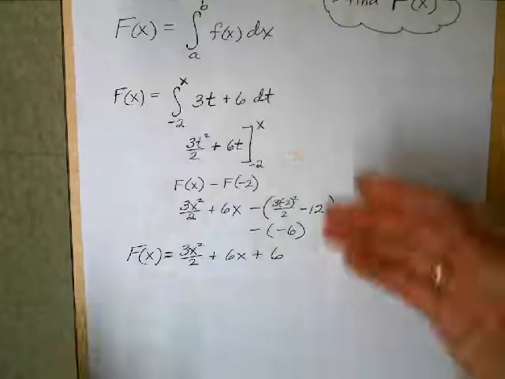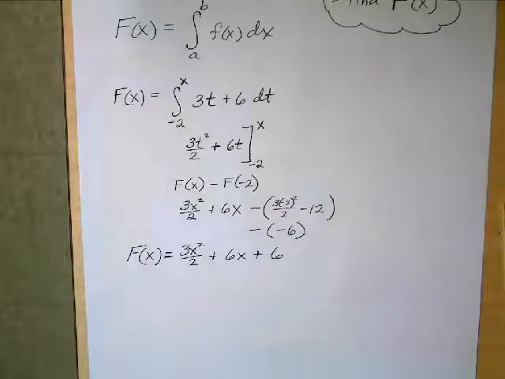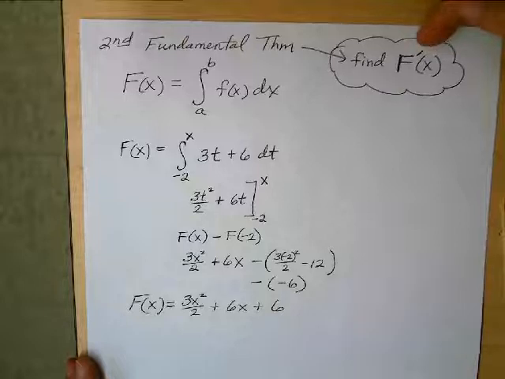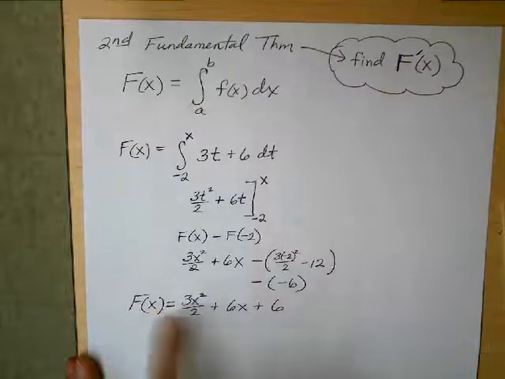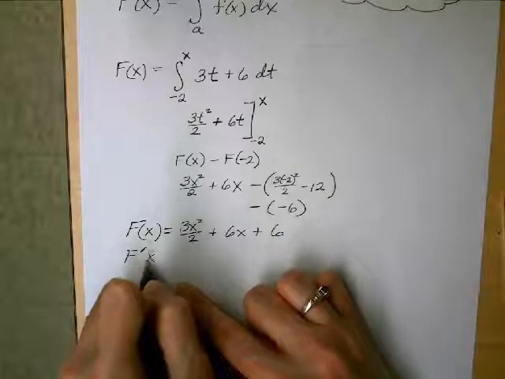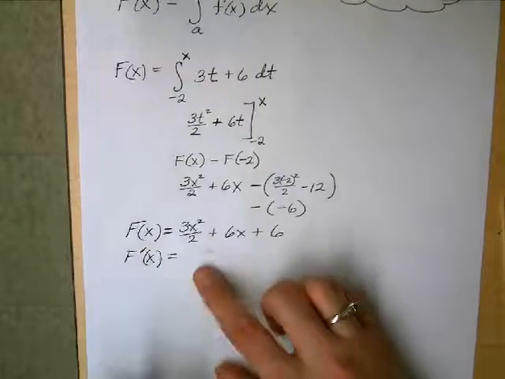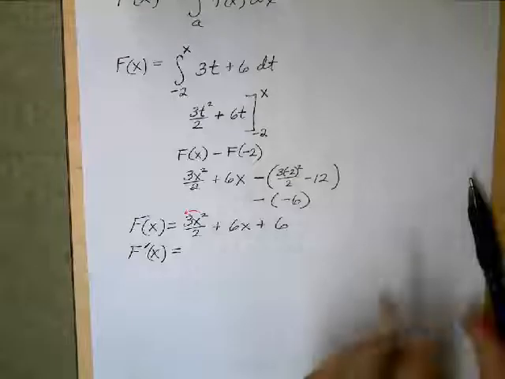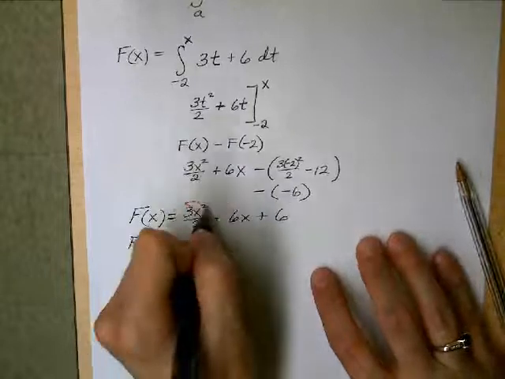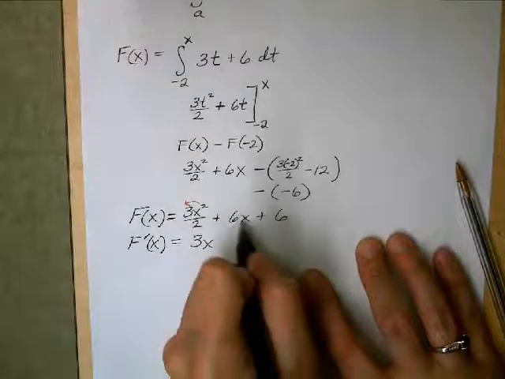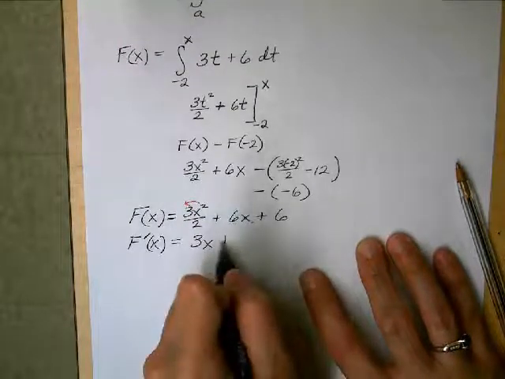Okay, well, what does the second fundamental theorem want you to do? They actually want you to find F prime. Like the capital F, this capital F function. We found it, we integrated. Now they actually want you to take the derivative of this. What happens if I take the derivative of this? Yeah, you bring the 2 over, we take derivatives again. So take the derivative, you bring the 2 over. What do you get? 3x. Okay. What's the derivative of 6x? What's the derivative of a plain 6? 0.